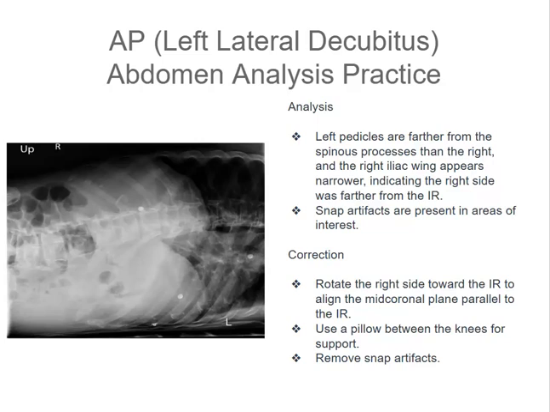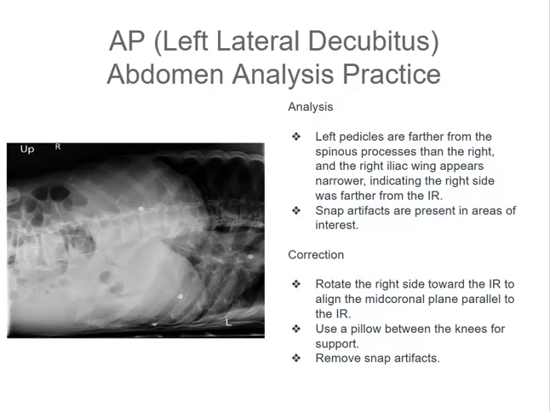There's several key indicators here. We're looking for the spinous processes to be centered down the vertebral column, which they are not. You want to use your iliac wings. We barely see them at the bottom of this image, but I can see that the right iliac wing is foreshortened or more narrow than the left. Since this is an AP projection, that indicates to me that the right side is further away from the IR. The patient is more in an LPO projection.